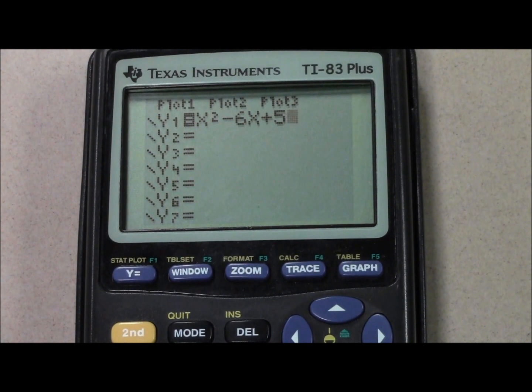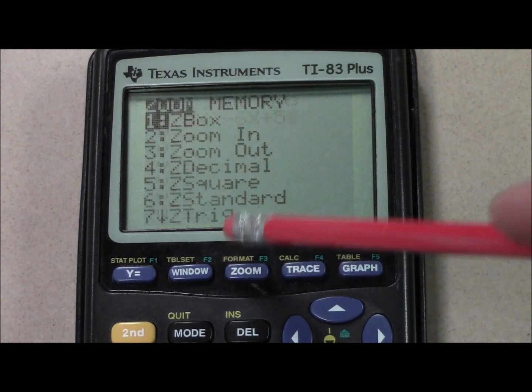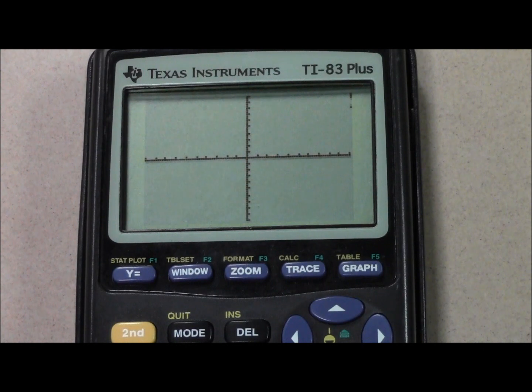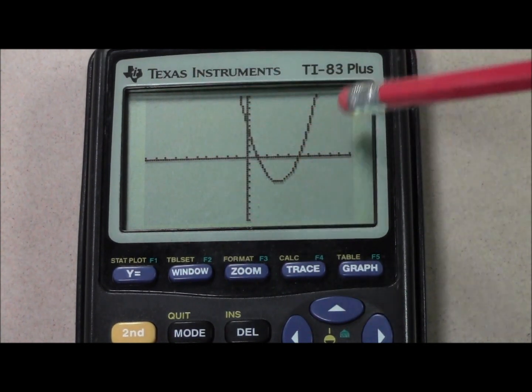After you've entered that into your calculator, the first thing that you always want to try is graphing it using the Zoom 6 option. Zoom 6 is your standard graph. Now if that doesn't work, we'll look at a couple of different options, but this first one would do very nicely with Zoom and 6. And we see we have a nice parabola here.